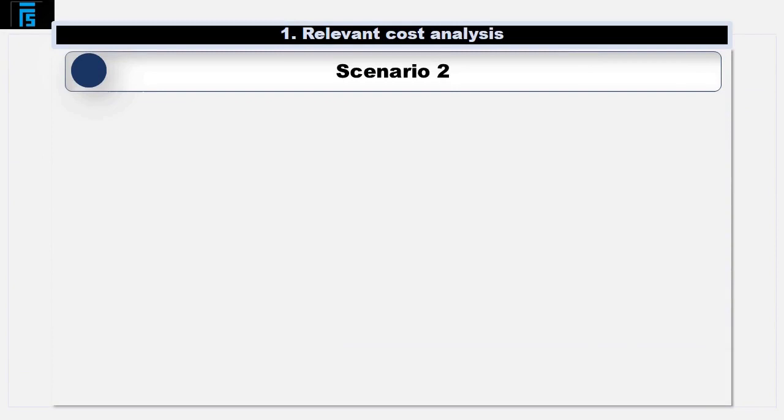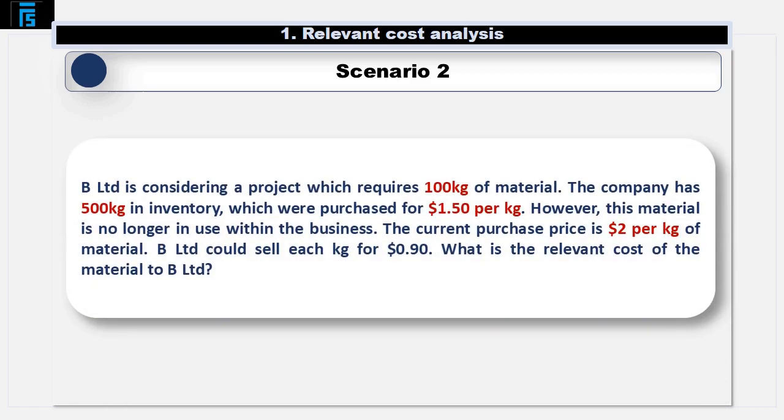Let's take a look at another example of relevant costing regarding materials. Scenario 2. B Limited is considering a project that requires 100 kilograms of material. The company has 500 kilograms in inventory, which were purchased some years ago for $1.50 per kilogram. However, this material is no longer in use within the business. The current purchase price is $2 per kilogram of material. B Limited could sell each kilogram for 90 cents. What is the relevant cost of the material to B Limited?